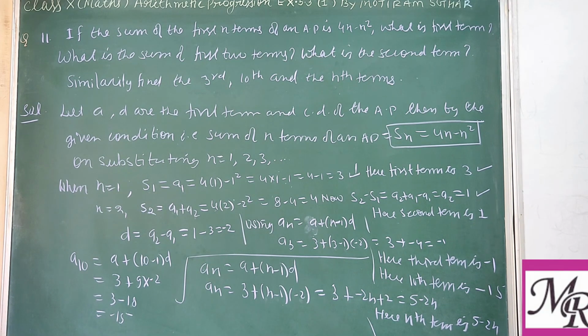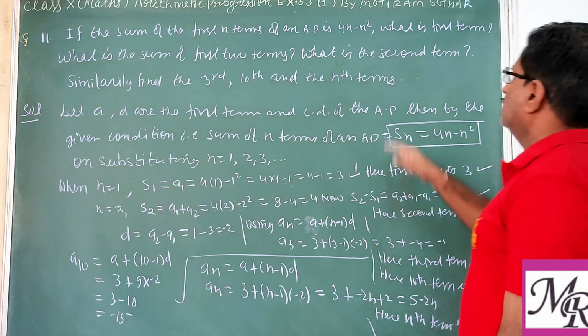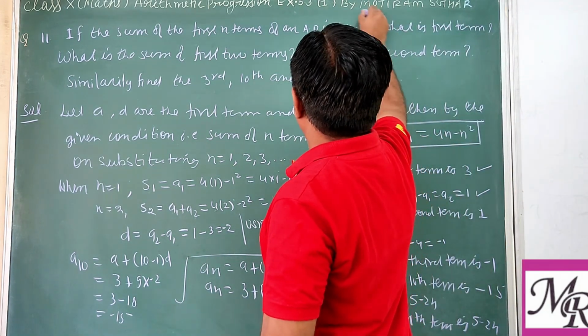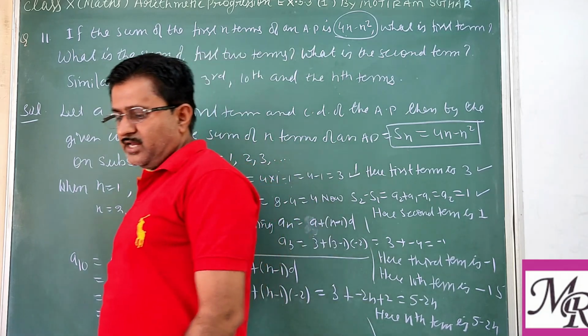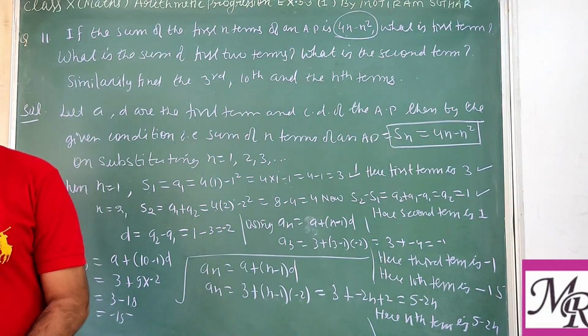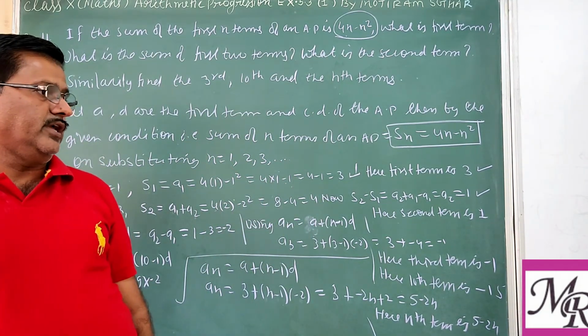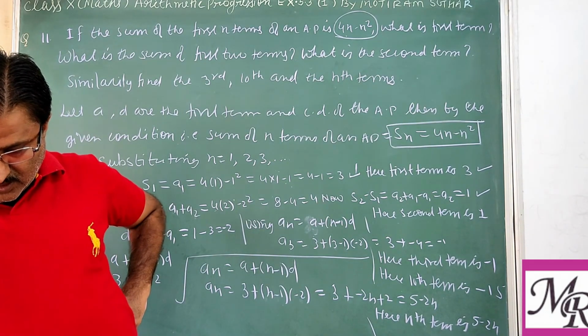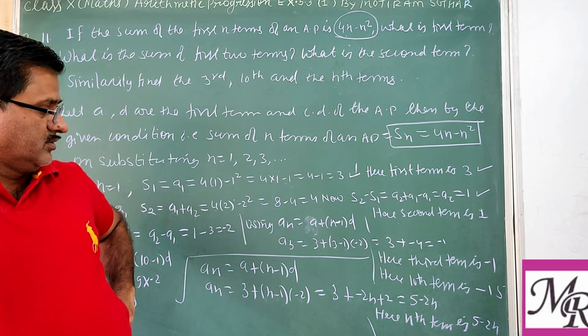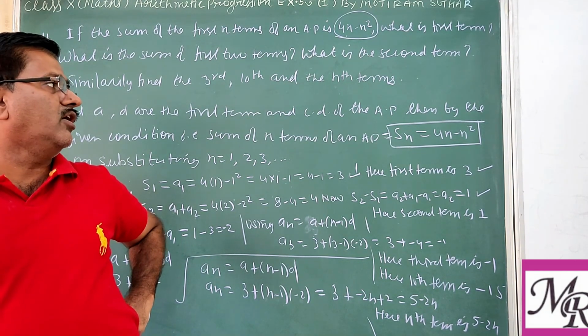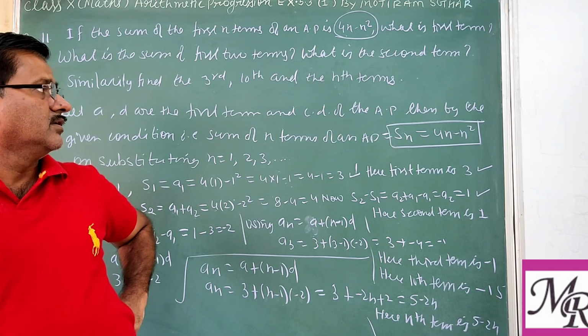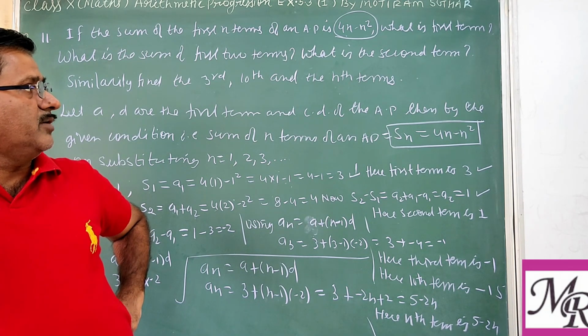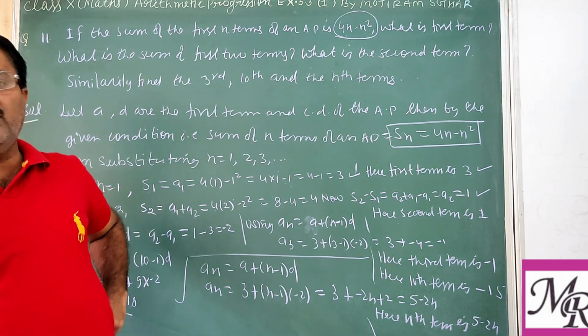So dear student, when you are given a sum in this form, suppose Sn, and you put n equal to 1, 2, 3, you get the corresponding sums of the first term, two terms, three terms and so on. So this is all for today's class. We will see some more important problems of this exercise in the next video.